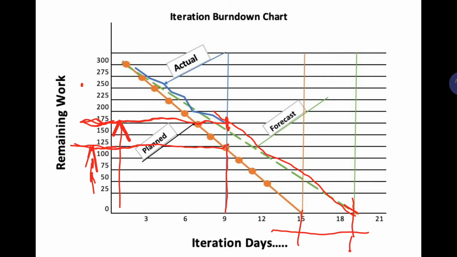So this is a chart that is used to check our remaining work. This is a kind of controlling our schedule. We can use this chart to control our schedule, like how much we planned and what we have achieved.